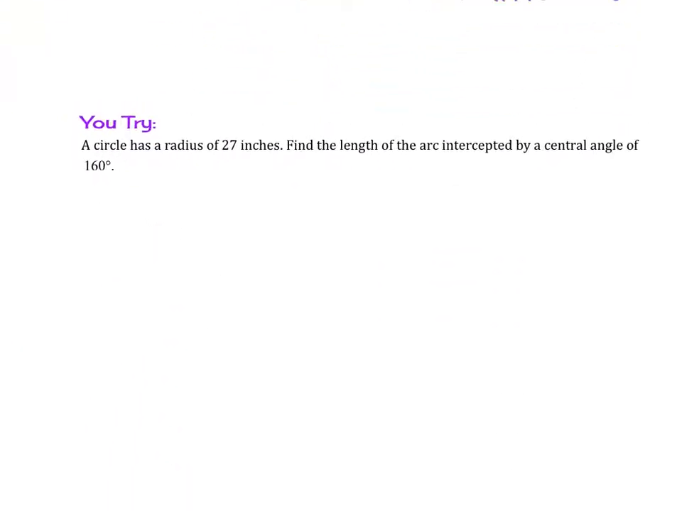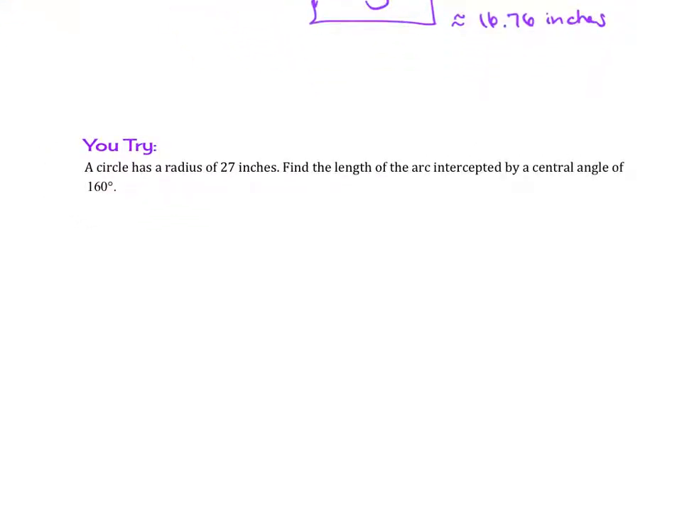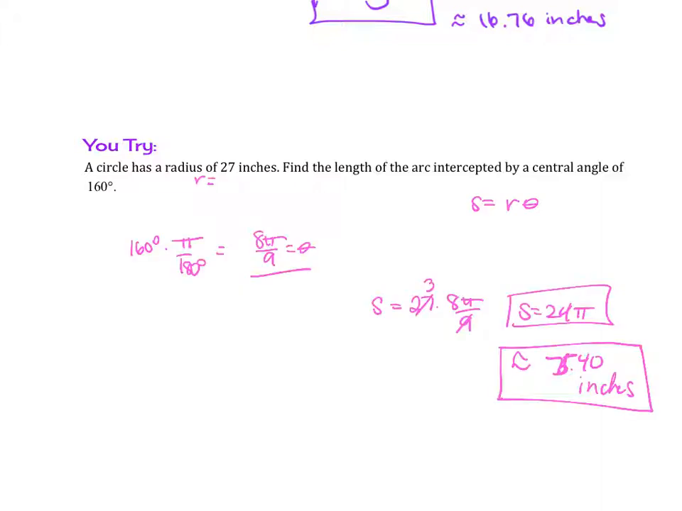So try this last example. A circle has a radius of 27 inches. Find the length of the arc intercepted by a central angle of 160 degrees. Remember, we're using S equals R times theta. If you try this out, you would have had to convert 160 degrees to radians, and that ends up being 8 pi over 9. Then you just plug it into the formula, and you would get the arc length is 24 pi, and if you plugged it into the calculator, you would get 75.40. Sorry, it's a little messy there, so let me rewrite. 75.40 inches.